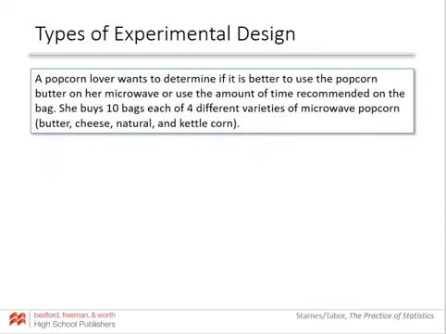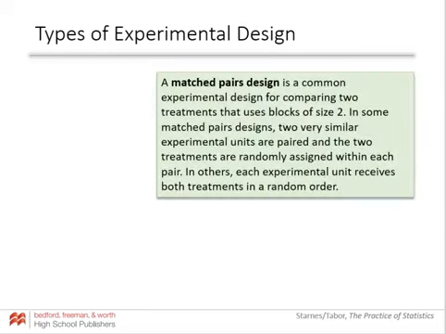The example they use here is we have a popcorn lover and she's got 4 different varieties of popcorn: butter, cheese, natural, kettle corn. Okay, we're going to test the popping time. All right, it might be smart to block by kind of popcorn here. Okay, so split the butter evenly, split the cheese evenly, split the natural evenly, so that type of popcorn does not become a confounding variable in our study.